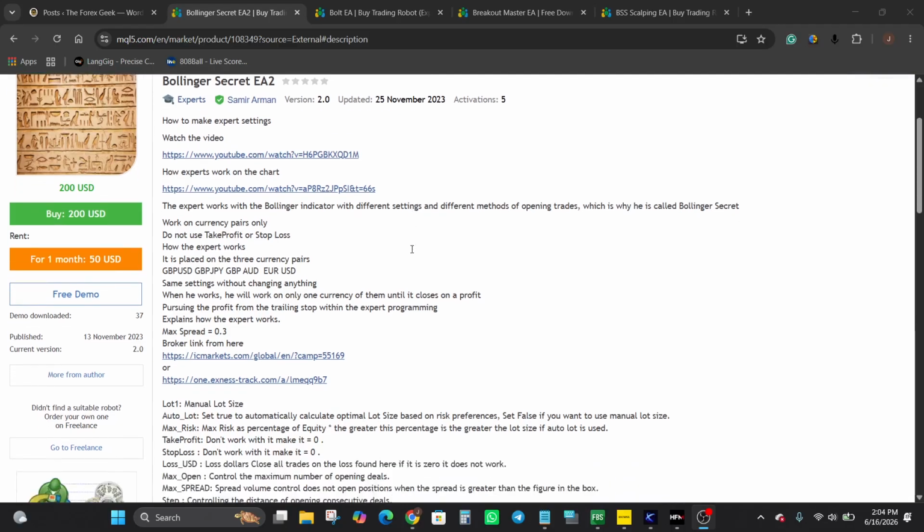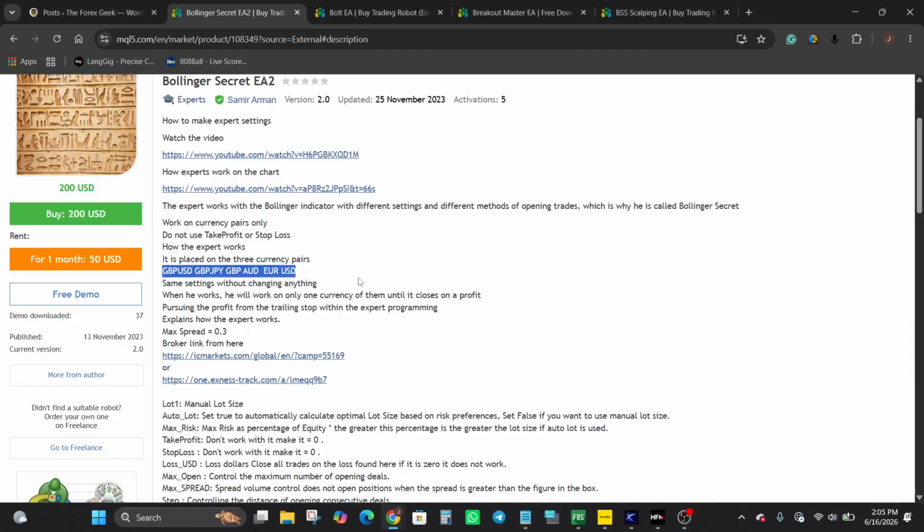One important detail highlighted here is that the EA is designed specifically for currency pairs, and it does not use traditional take profit or stop loss levels. Instead, trade management is handled differently within the EA's logic. So the recommended symbols listed are GBP USD, GBP JPY, GBP AUD, and Euro USD.